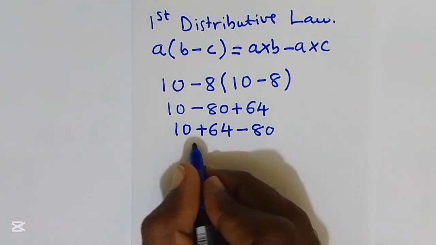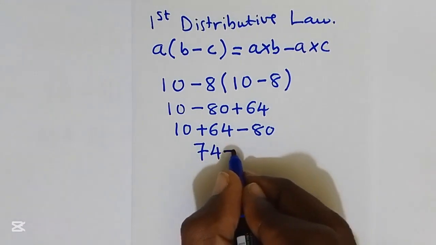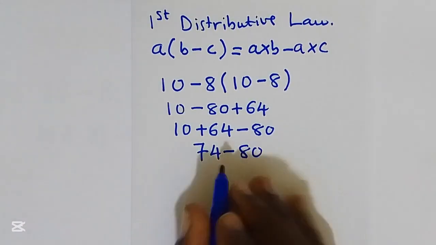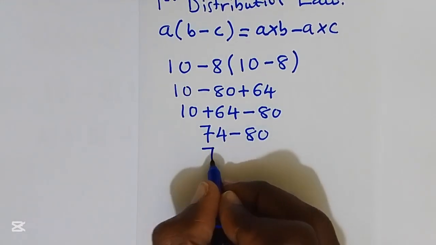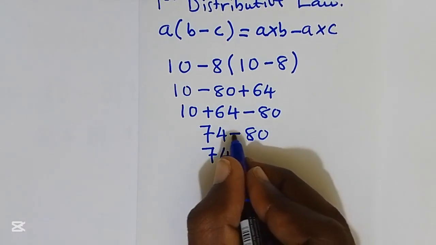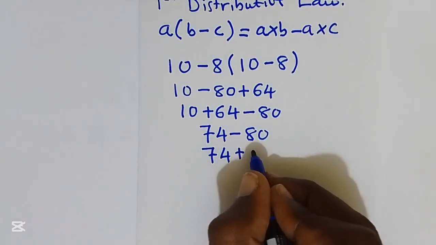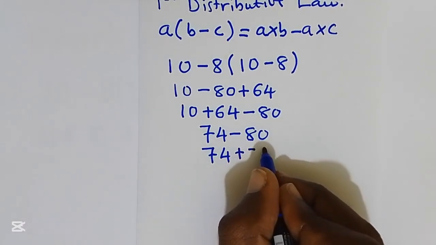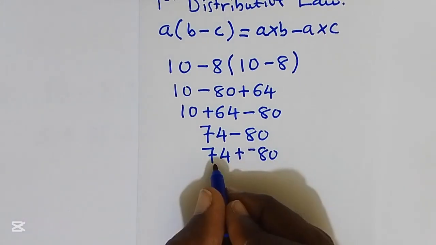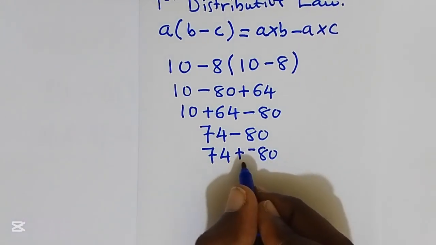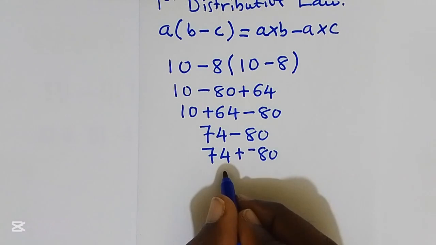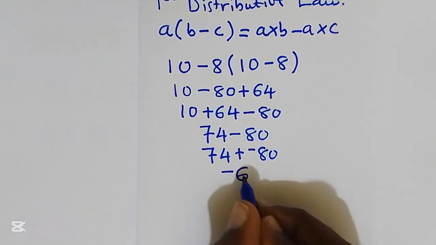This gives us 74 minus 80. I'm going to take this as 74. I'll change negative to positive. Then I'll say this is minus 80. Positive 74 plus minus 80, we get answer equal to minus 6.